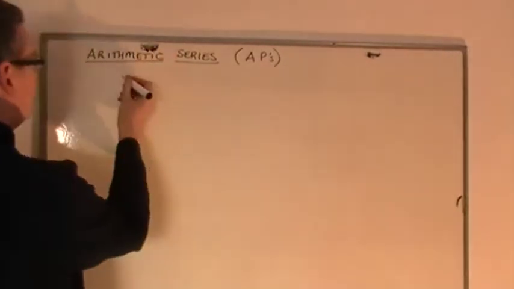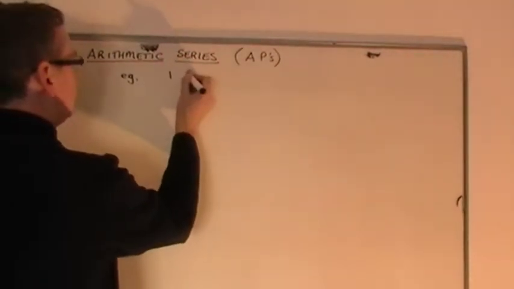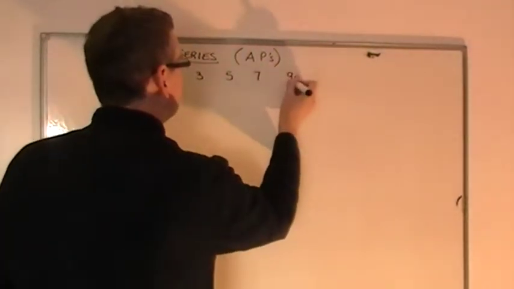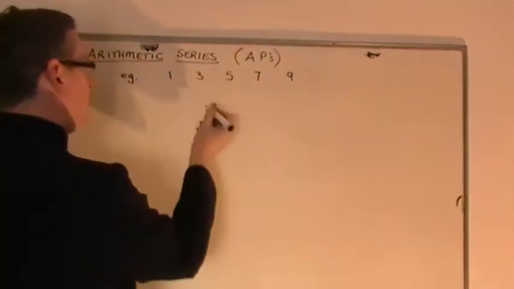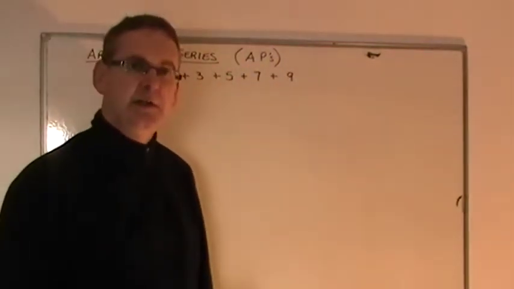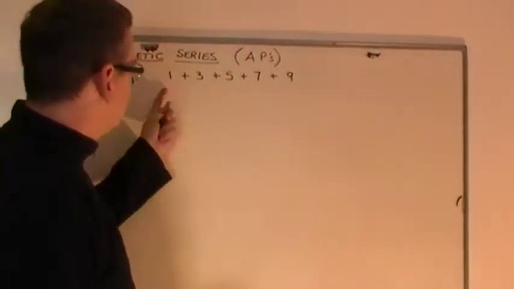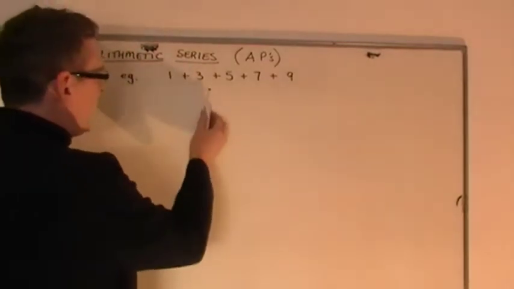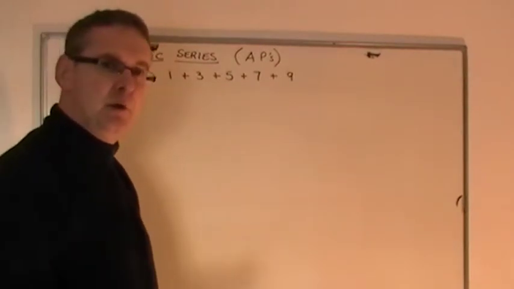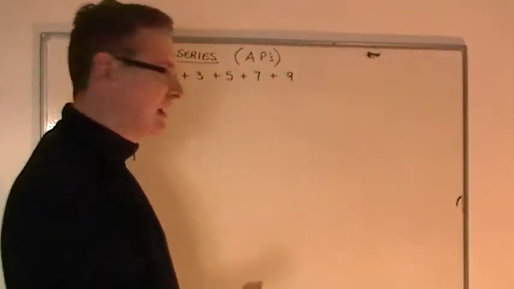So for example, here is a very typical sequence of numbers: 1, 3, 5, 7, 9, and so on. And if you add them all together, that sequence of numbers becomes what we call a series. Now, for an arithmetic series, each successive number in the sequence, which is being added together, has what we call a common difference. In other words, the sequence of numbers is going up by the same amount each time.